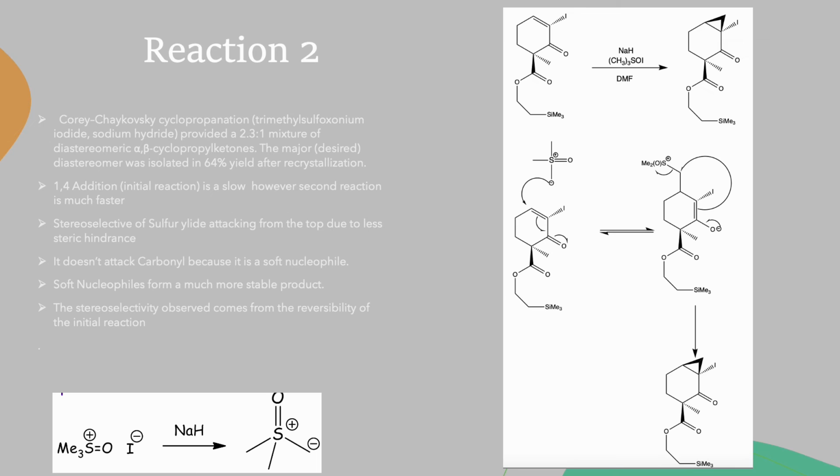Now, there's a reason why these are wedged and pointing up towards us. It's because the attack of the sulfur ylide at the start is from a top face direction. This is because there's less steric hindrance compared to the bottom side where the iodine is present. Its stereoselectivity is observed during the first initial reversible reaction.